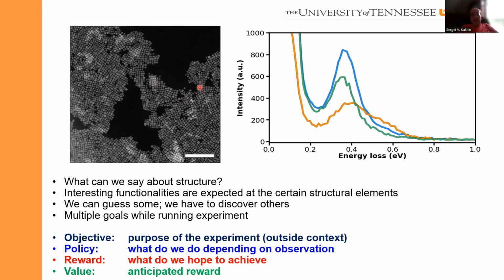Or the reward can be, I want to learn the structure-property relationship, meaning the relationship between the local structure and the plasmonic spectrum. So my reward in this case would be how well can I predict the plasmonic spectrum given the observation of the local structure.